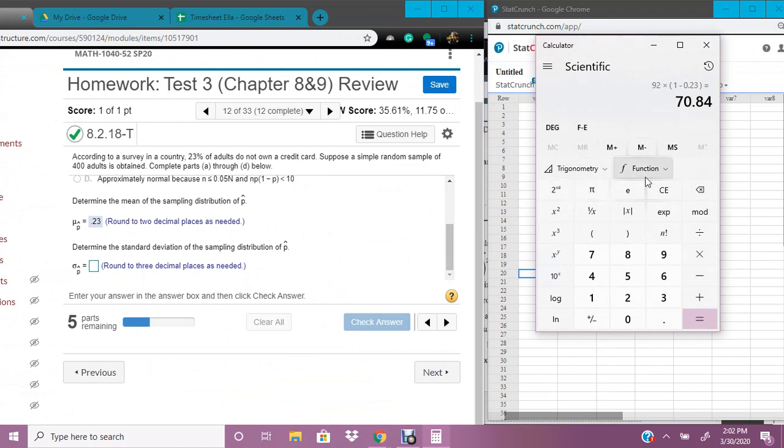Okay, so then we're going to do that equation. So that was our p times 1 minus our proportion. And then we're going to divide that by our n, which is 400 in this case right there. And then we're going to take the square root of that.